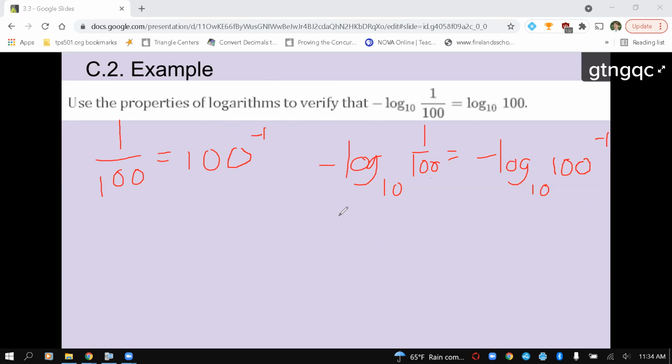All right, that is probably easier to see, right? 100 to the negative first is the same as 1 over 100, because negative powers just put your value in the denominator of a fraction. It's a reciprocal. Now we're going to do the power rule. If I have a power of a logarithm, what can I do with that power? You multiply. What is negative 1 times negative 1? It's just positive 1. And hey, look, that's the value I was supposed to get.